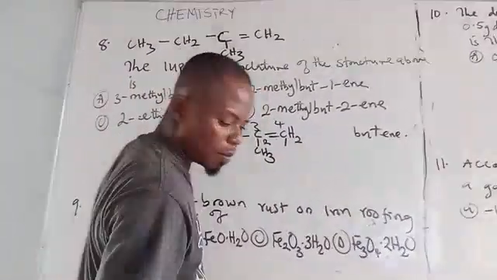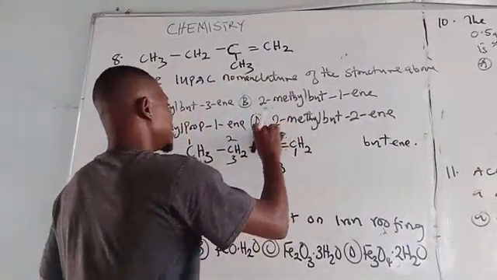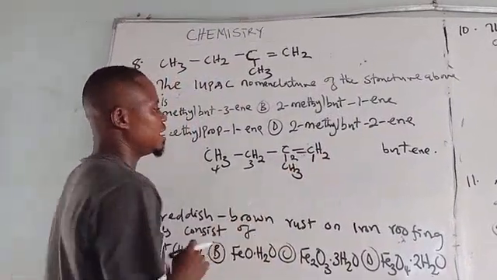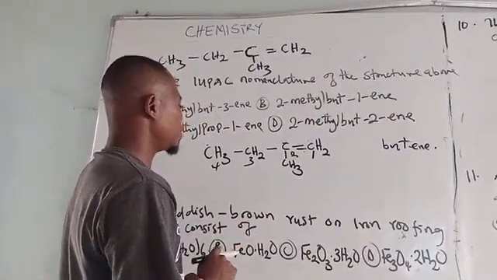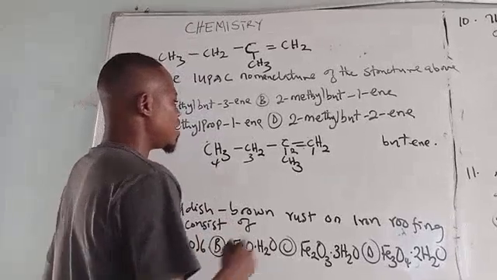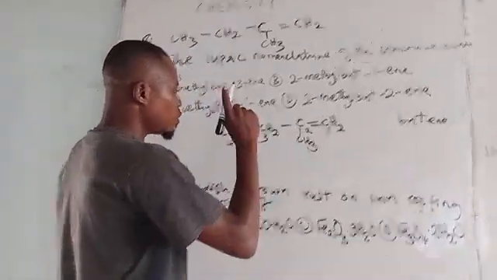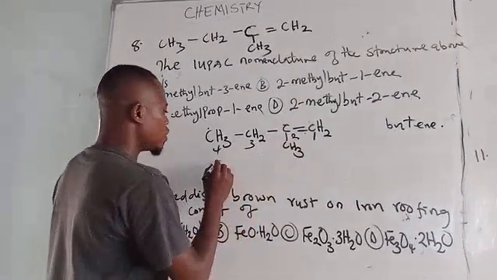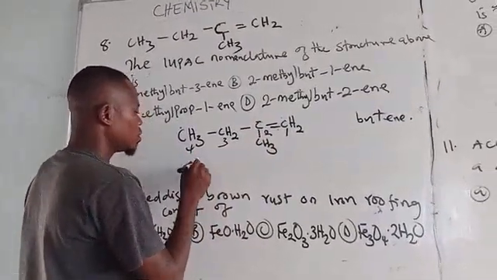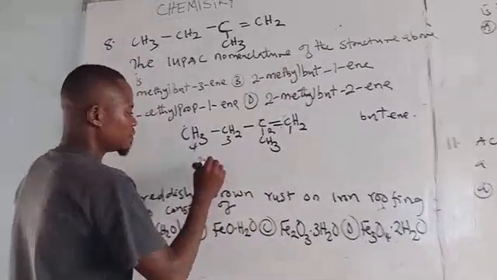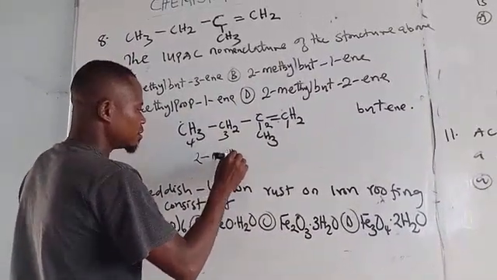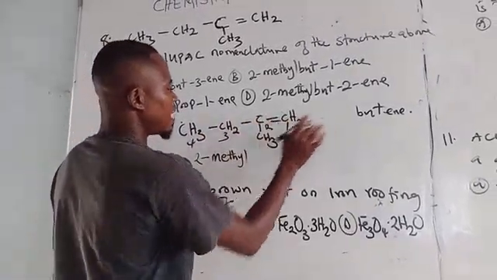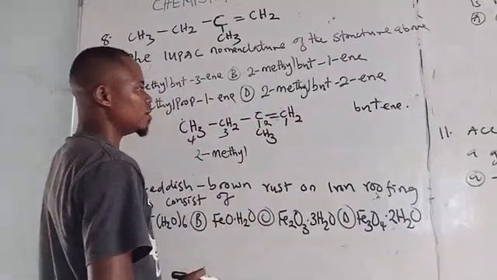Numbering from right to left in this direction is the best way to number this, because I have this in the number 1 position, which is the smallest number. Now, you name the side chain first. There is only one side chain here, and this is a methyl on carbon number 2. So we write the position of it, which is 2, put a hyphen, and write the name of the side chain: methyl.